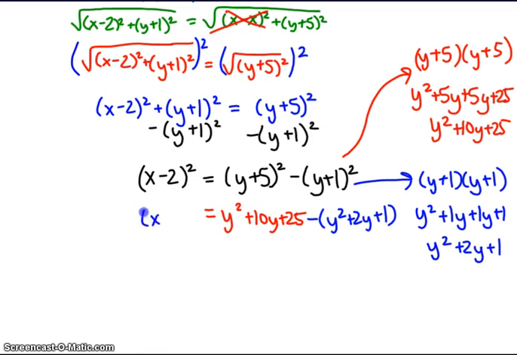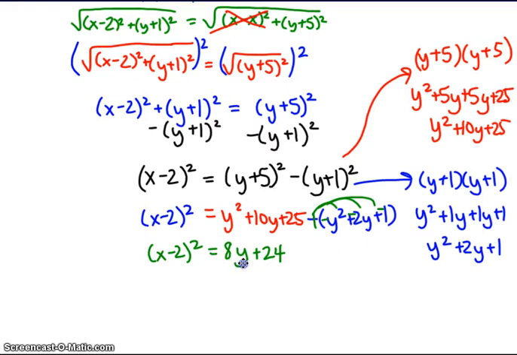The left side's going to stay the same because we didn't do anything to it. Now here's the deal. Remember that whenever we are subtracting two polynomials, we have to distribute the negative sign and add them. So y squared plus a negative y squared is 0. 10y plus a negative 2y is 8y. And 25 plus a negative 1 is 24. Now we are actually going to leave this (x minus 2) squared in parentheses because this is what it looks like in the vertex form.